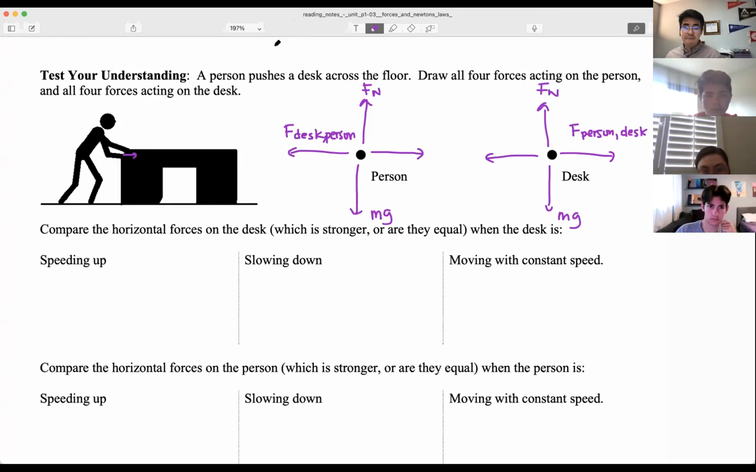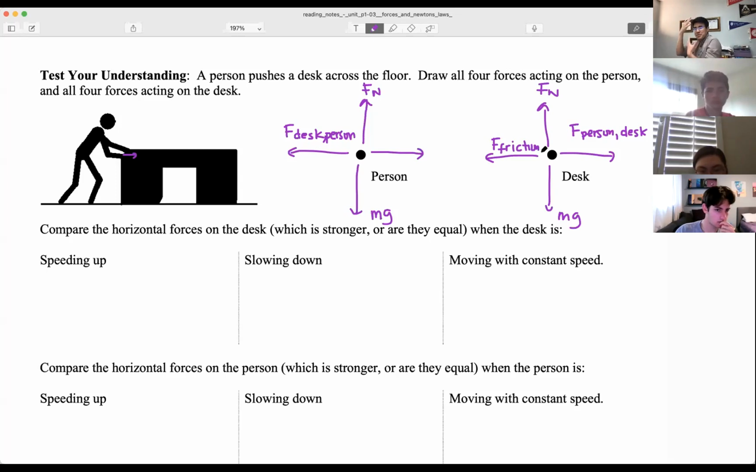Would the other one on the person just be applied force and then the one on the desk be friction? I agree with this one, though, right? Somehow the desk is moving forward, so it's going to have some sort of friction or resistance backwards, right? But then applied forces, that means something's applying to the person, right? Nothing's pushing the person forward. The person is applying a force, but there is no force being applied on the person, right?